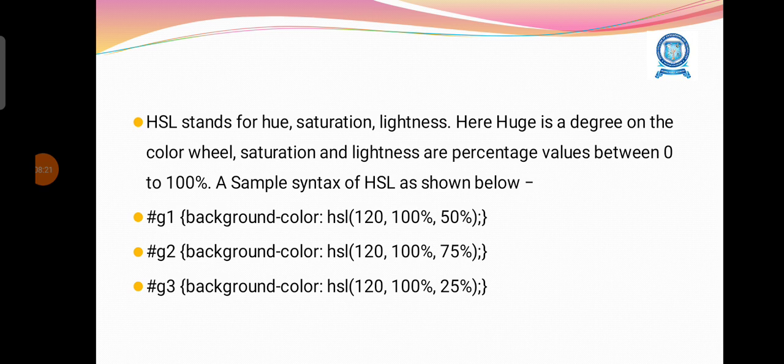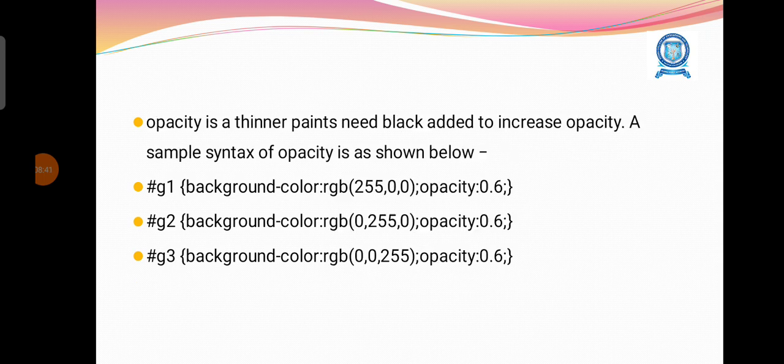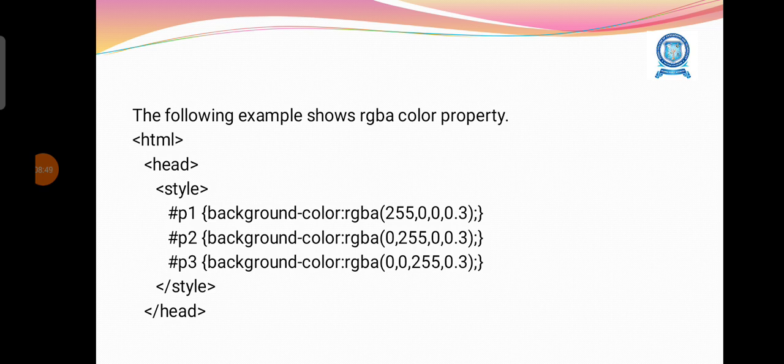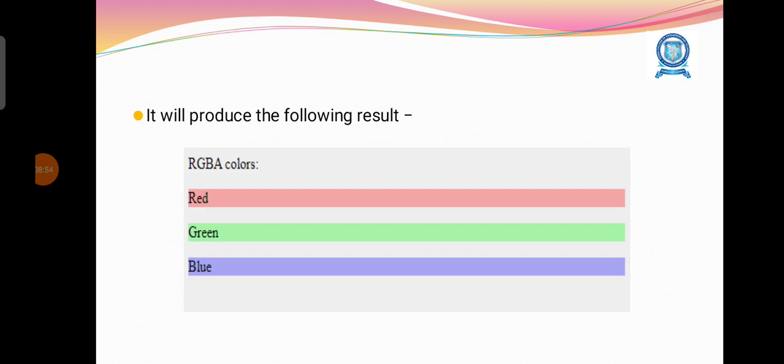Then similarly, HSL is associated with 3 parameter values: hue, saturation, and lightness. We have to give the value for these 3 parameters. Similarly, HSLA is associated with 4 parameters: hue, saturation, lightness, and alpha. We can vary the color options by giving different values to these parameters. Similarly, opacity is the level of transparency of our color. So this coding shows how we have changed the different background colors of our HTML web page.